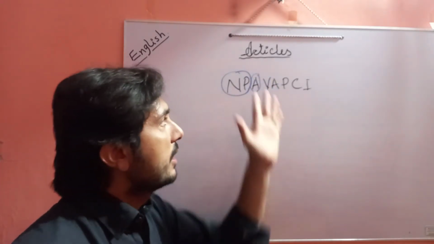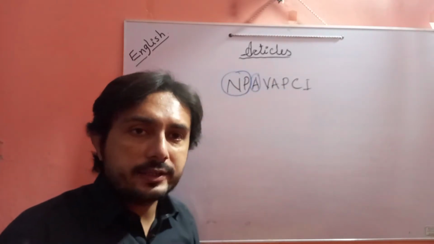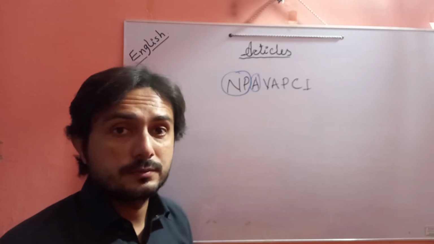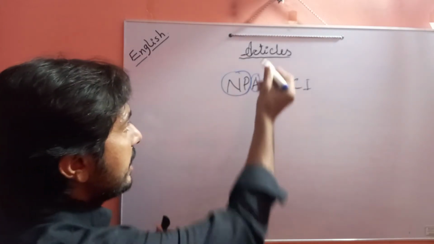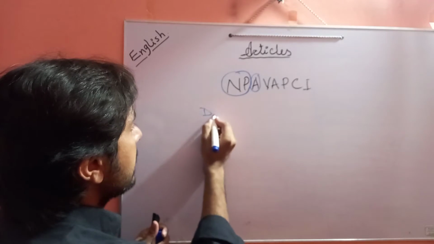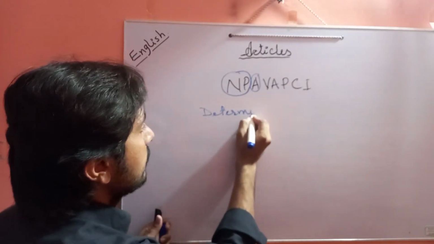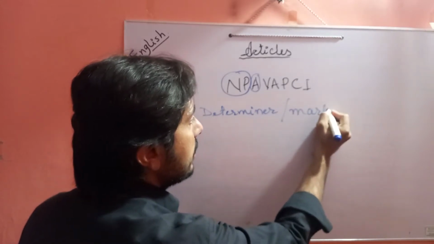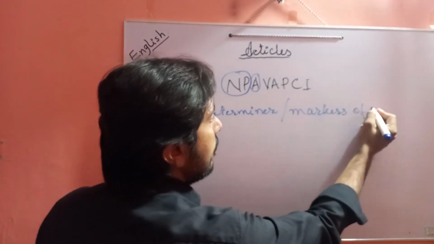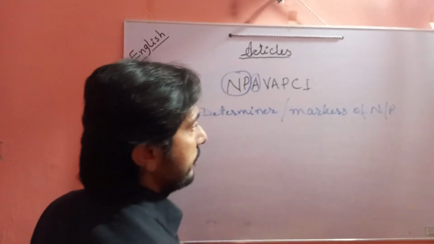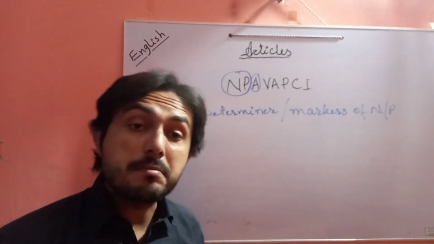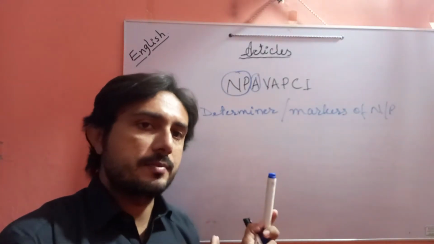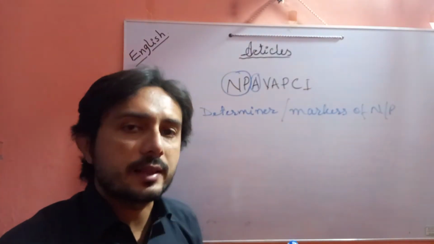Basically, the articles are the determiners, or we can say the markers of the noun or pronoun. Now what do we mean by the markers, or what do we mean by the determiners? We will understand that by the function of the articles.